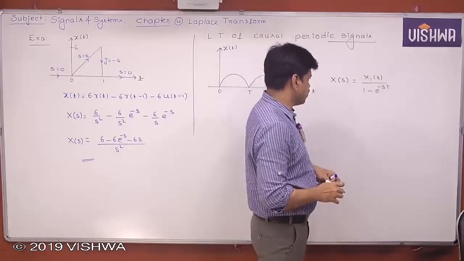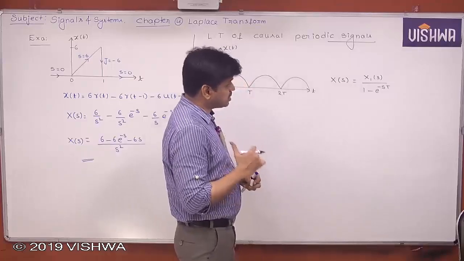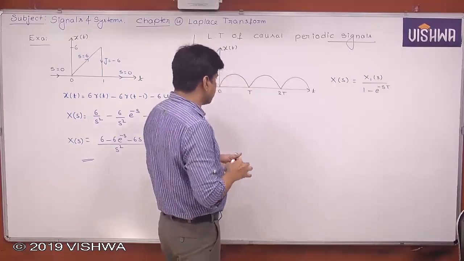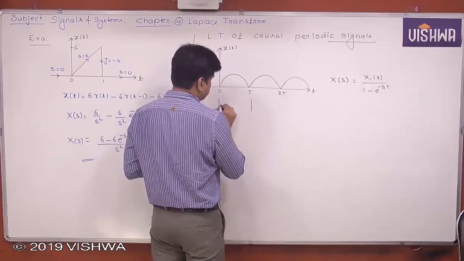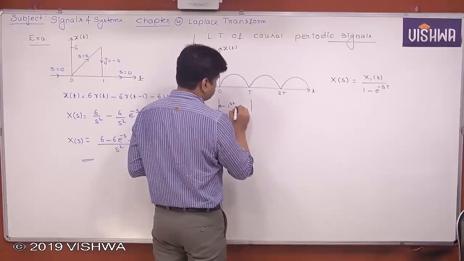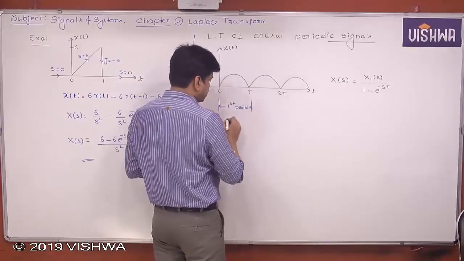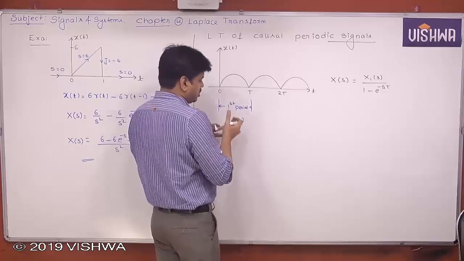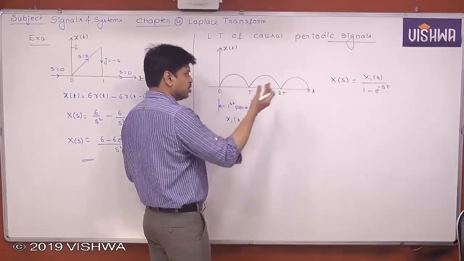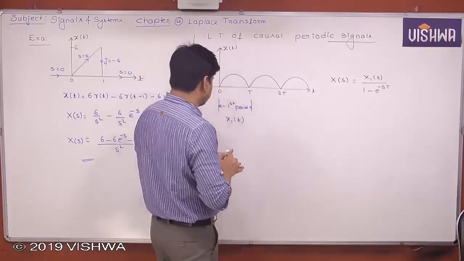Then what is x1 of s? It is the Laplace transform of some signal x1 of t. What is that x1 of t? That is the signal in the first period. If I know the signal x1 of t, and I know x1 of s, then we can directly calculate x of s. Okay, let's take one example for that.